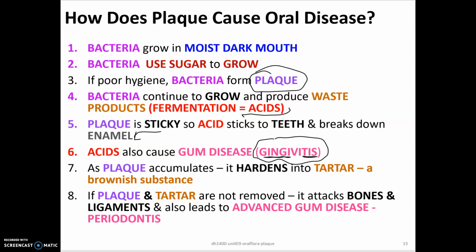Now, as this plaque hardens and it forms into tartar or calculus, that we talked about a bit earlier, this tartar and calculus can move deeper down into the tissue between the gums and the teeth, and this can attack the tissues that are in our periodontium, and this can lead to a disease called periodontitis. And we'll talk about that later on in our unit, and that's a disease that attacks the bones and the ligaments of the tooth and the mouth. And that's quite a serious condition when we get that far, and generally we need some help from our dentist when that happens.